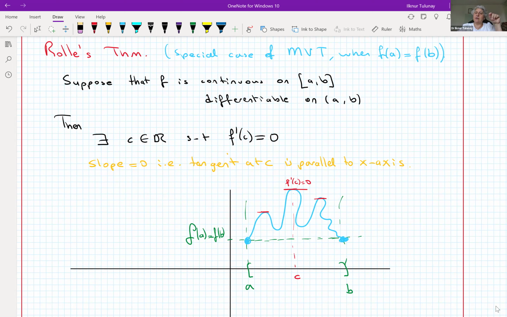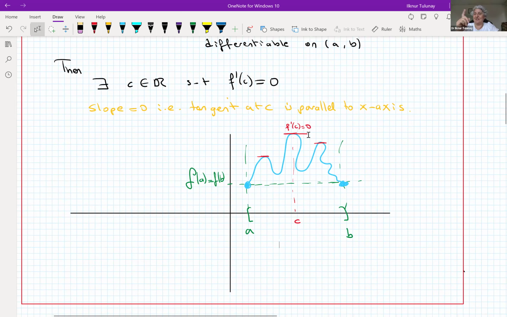But the existence of such a point tells us that there exists some increasing area and some decreasing area for the function in that interval, right? The existence of c means there exist some increasing and some decreasing areas in that interval. At least two, right? At least one each.